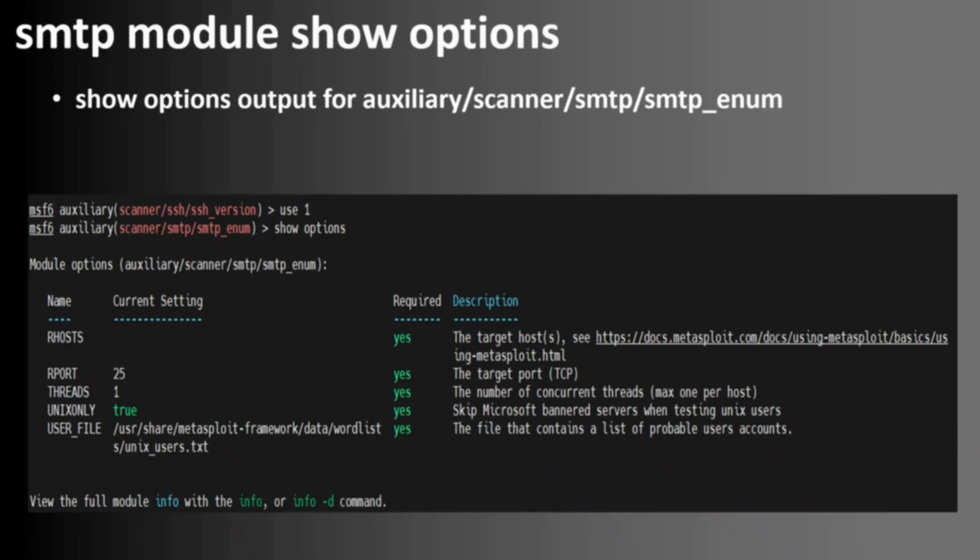With the help of show options, we get the module options. RHOSTS is nothing but the victim. RPORT is by default 25, as SMTP runs on port 25. There's one more command, show info. The show info will provide a detailed explanation about the auxiliary module along with the module options.